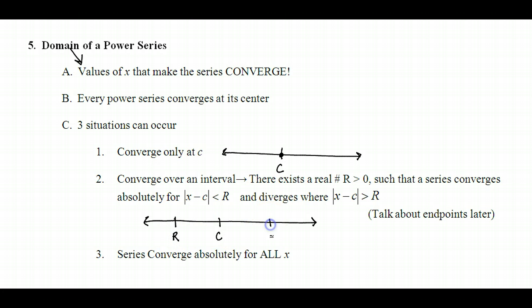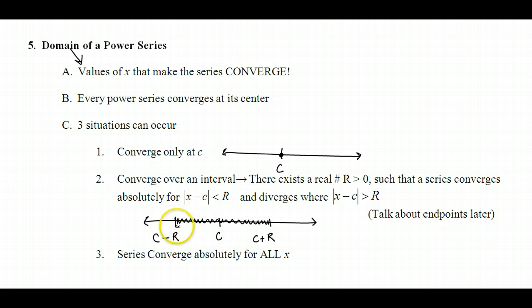We should probably write this as c minus r, and this would be c plus r, our radius, and then on our real number line we will converge over this entire interval. And endpoints, sometimes they converge on the endpoints and sometimes they diverge, and that's why we're going to talk about that later. We'll have to test every endpoint.